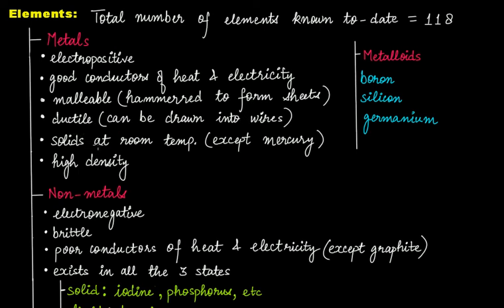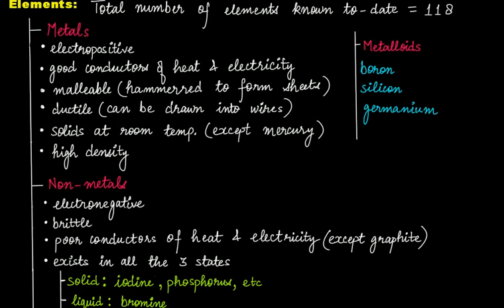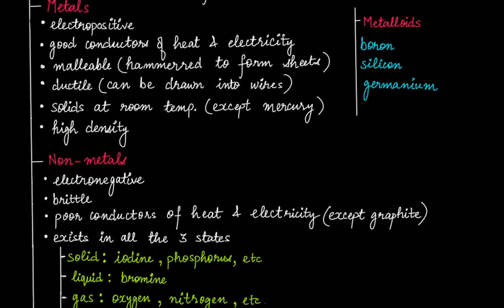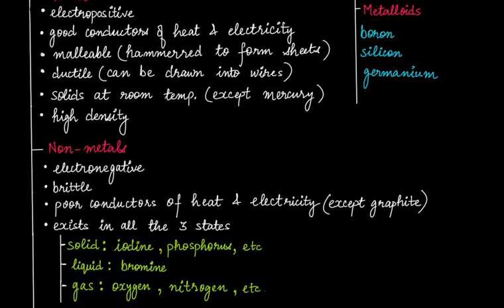They are solid at room temperature except mercury. Mercury is in the liquid state at room temperature. They have a very high density. Their densities are very high, of different metals. Then in the case of non-metals, they are brittle. It means that they can be broken into pieces. Like you can literally cut them into pieces. That is what it is, brittle.